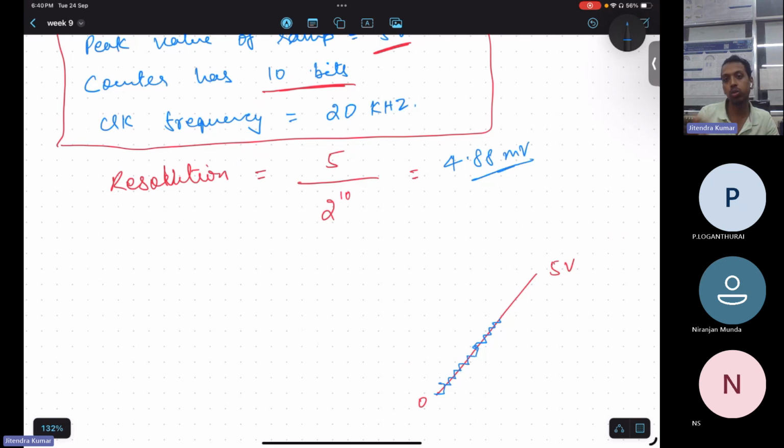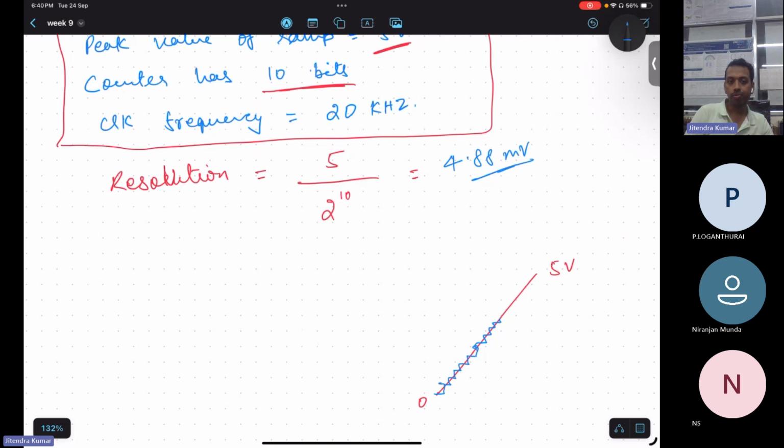So for that much of voltage, this circuit could detect, and it could provide the output corresponding to this kind of input. If your input experiences a change of 4.88 millivolt, it is going to provide you a change in the output. If the change in the input is less than 4.88 millivolt, there will be no change in the output. So that is the part of resolution.